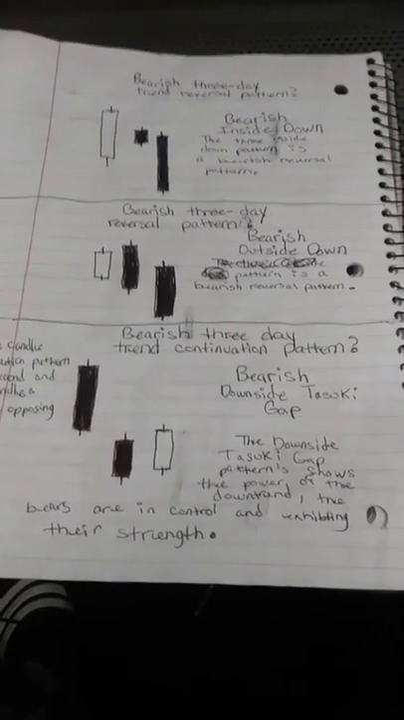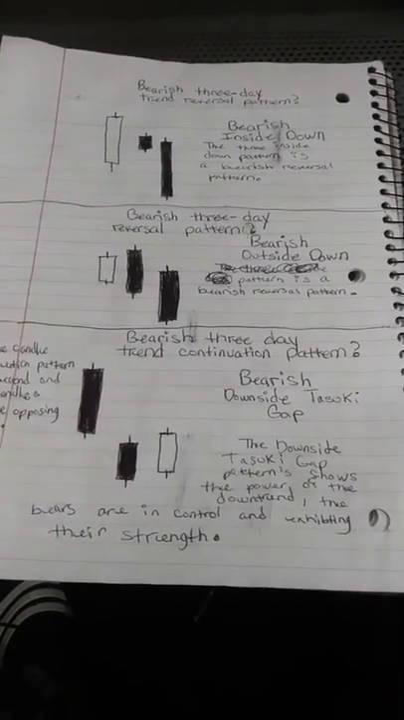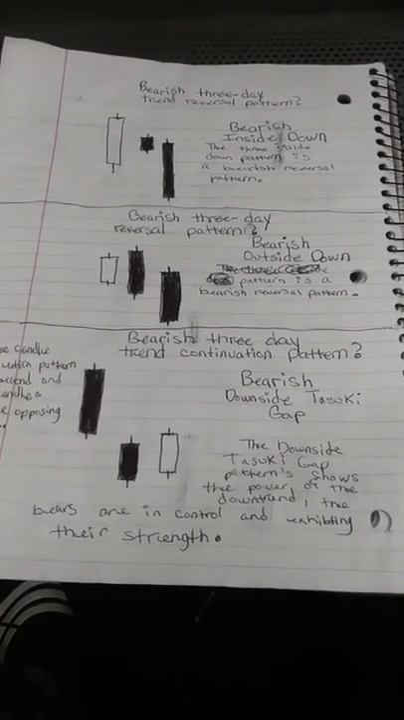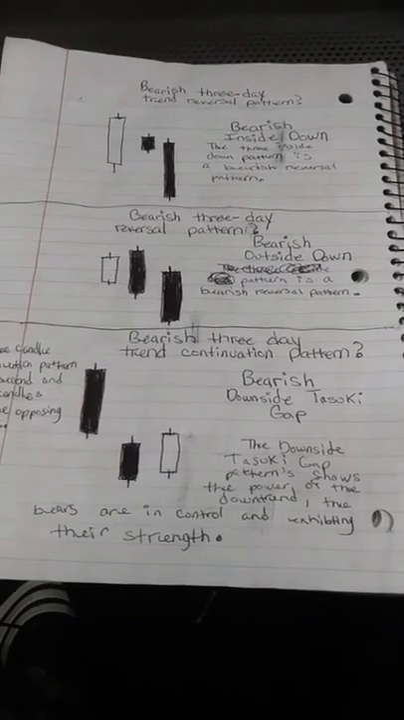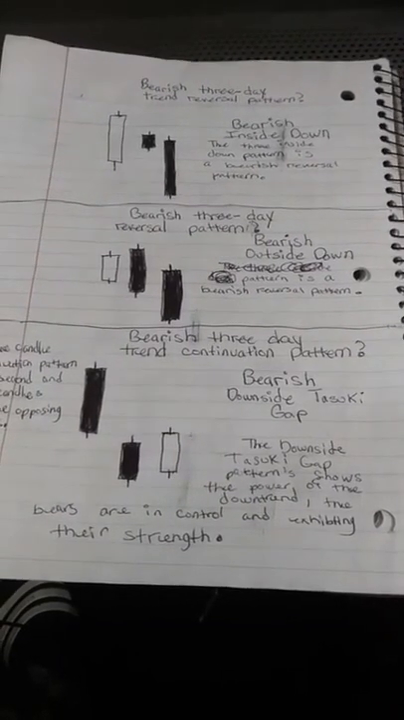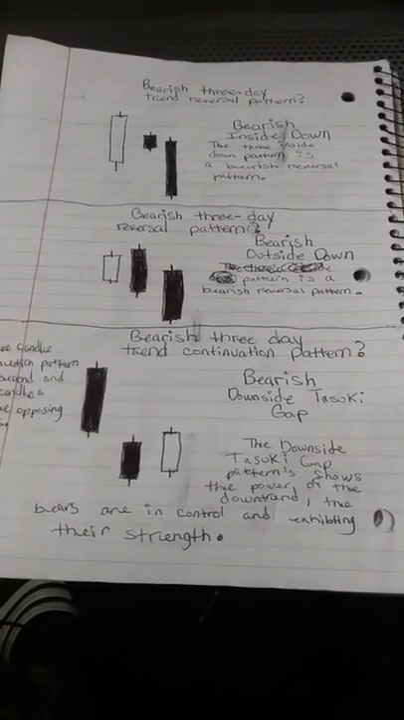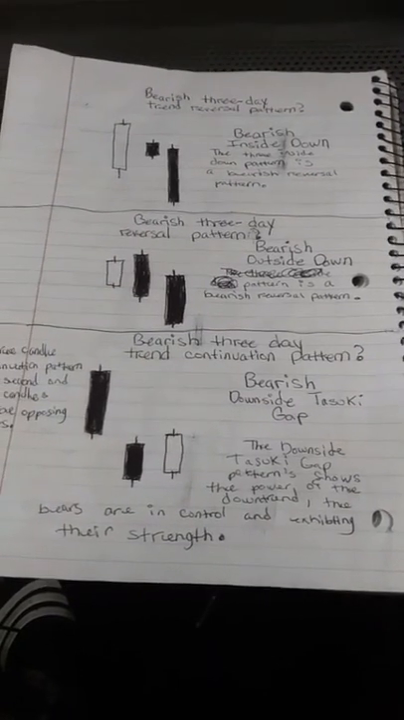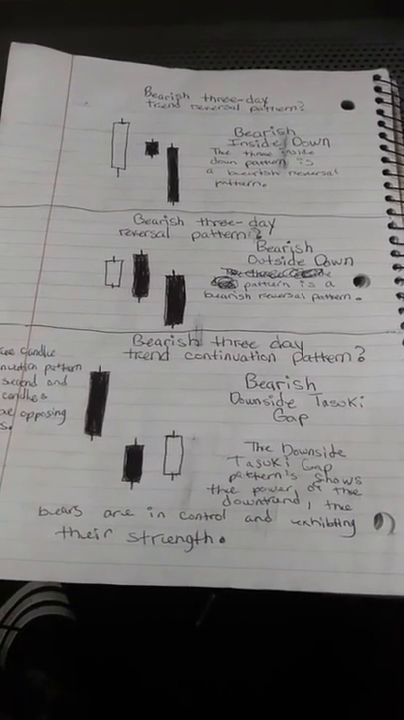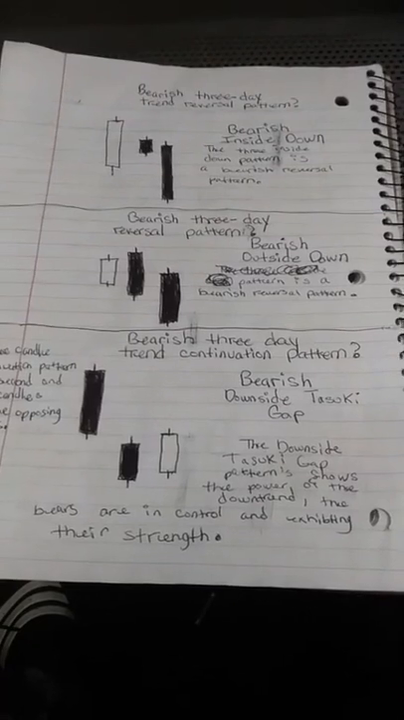Then we have the bearish outside down. It's another bearish reversal pattern, a 3-day reversal pattern. It's kind of similar to the bearish inside down, but the first candlestick is a larger candlestick than the first one in the outside down.